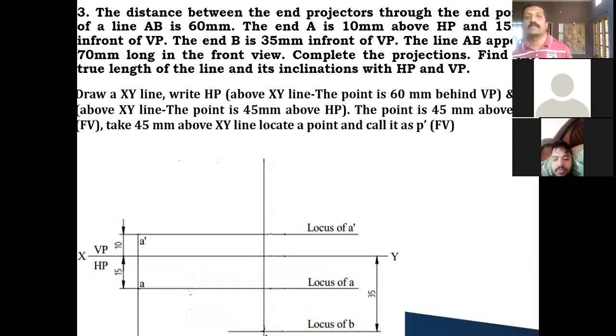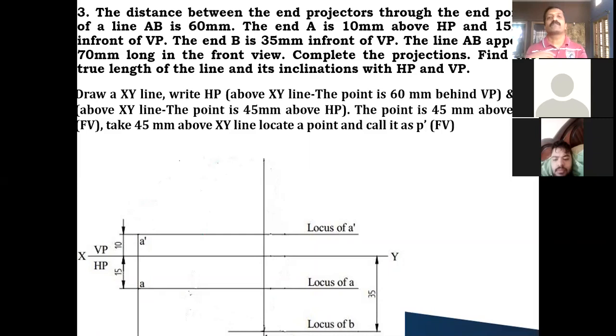Next, one more different type of example we will discuss. So here what is given: the distance between the end projectors through the end points of a line AB is 60 millimeter. The end A is 10 millimeter above HP and 15 millimeter in front of VP. The end B is 35 millimeter in front of VP. The line AB appears 70 millimeter long in the front view. Complete the projections. Find the true length of the line and true inclinations with respect to HP and VP.